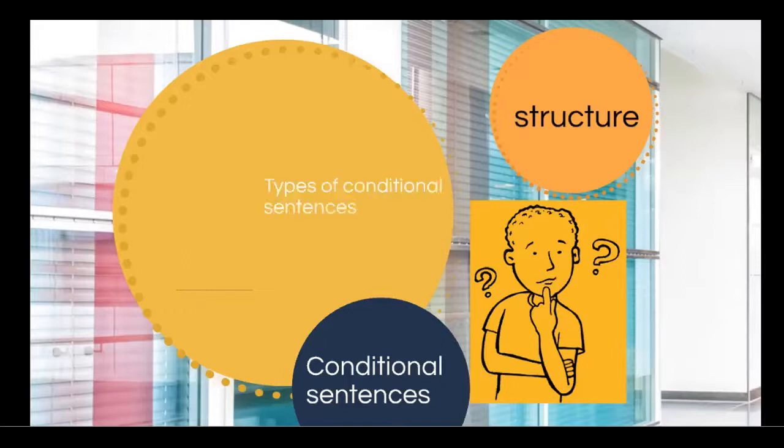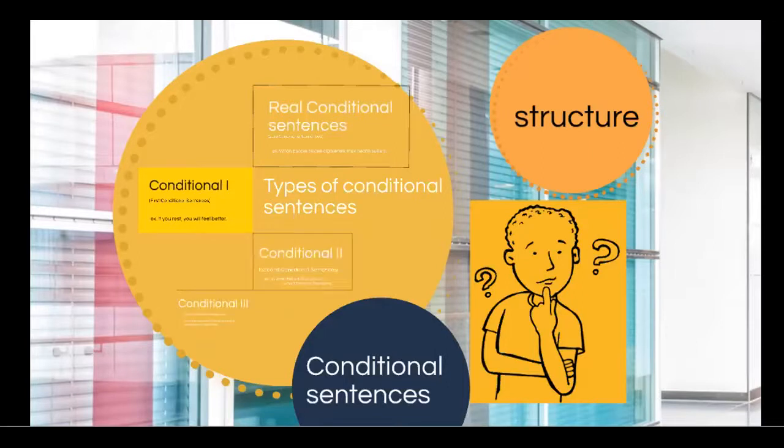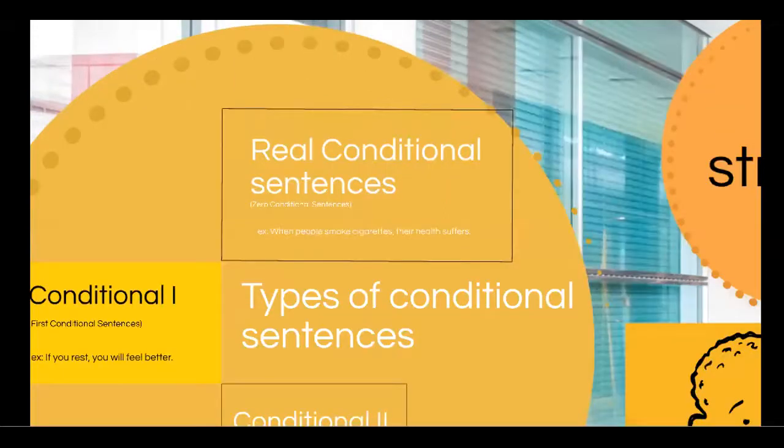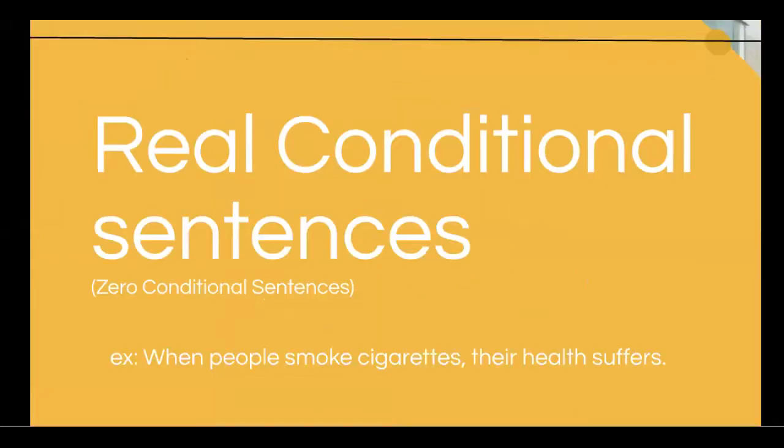There are 4 different types of conditional sentences in English: real conditional sentence, conditional 1, conditional 2, and conditional 3. Each expresses a different degree of probability that a situation will occur or would have occurred under certain reasons. The first type is the real conditional sentence, or another name, zero conditional. For example, when people smoke cigarettes, their health suffers.